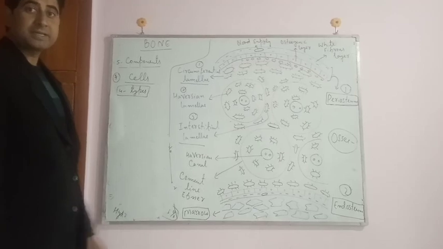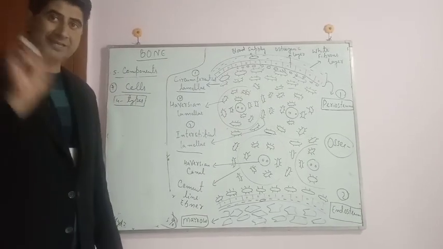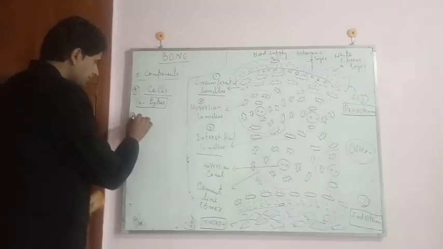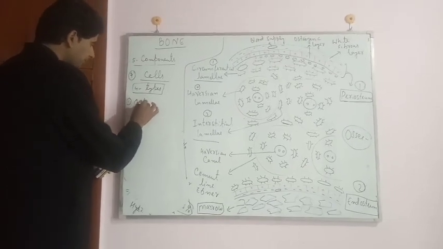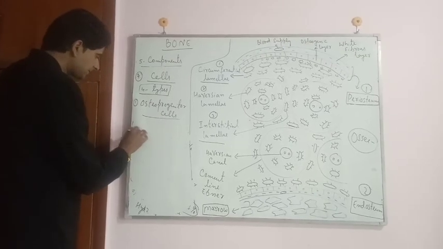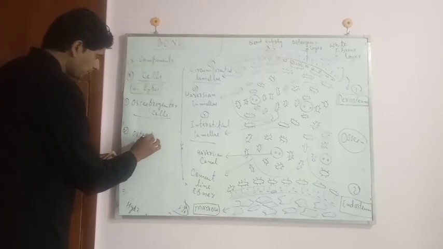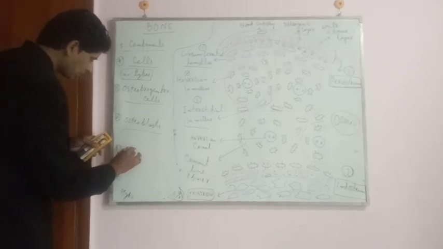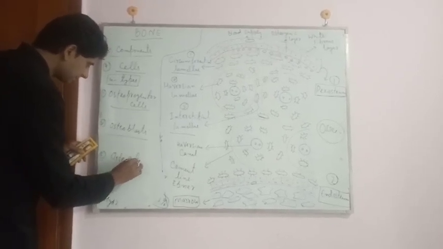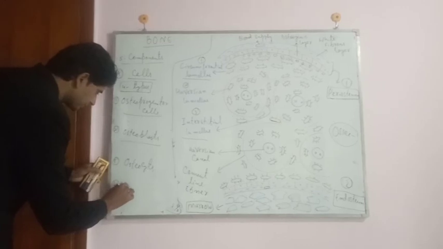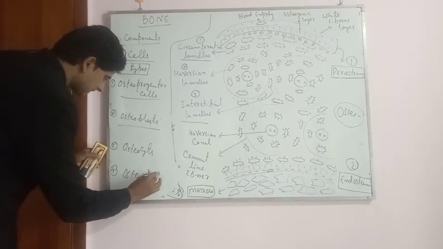Just like the types of cells in the case of the cartilage, which we studied in the last lecture. Now, the first type of cell is osteoprogenitor cells. Next is osteoblasts. The third one is osteocytes, and the last one is osteoclasts.